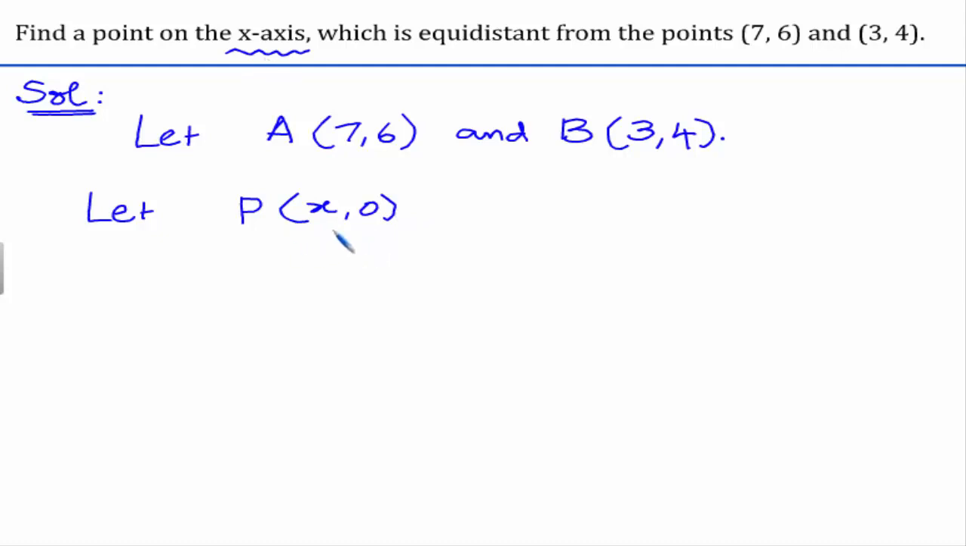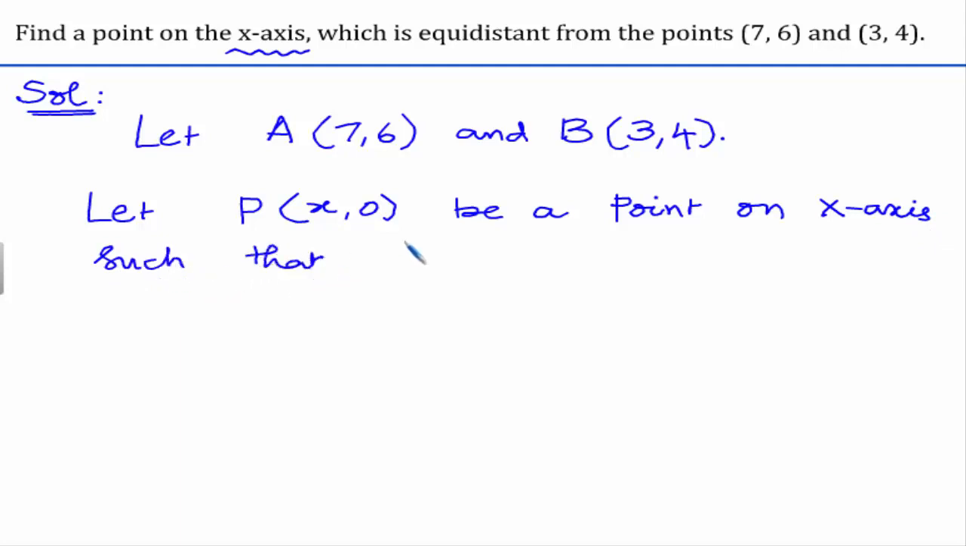So I'm assuming the point P x comma 0 be a point on x-axis such that, according to the question, this point is equidistant from the two given points. That means the distance between P and A and distance between P and B is equal.